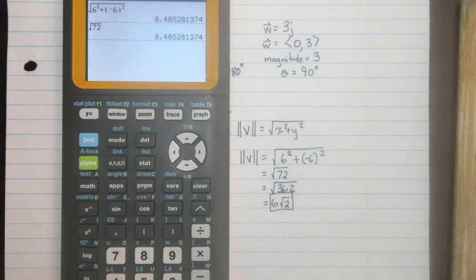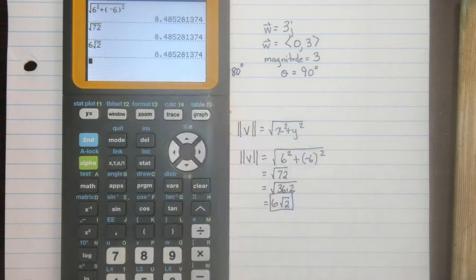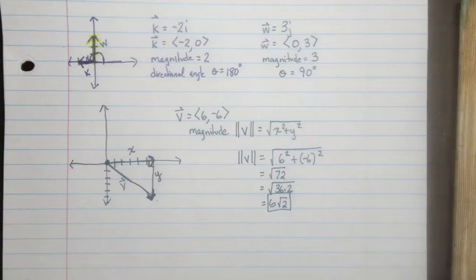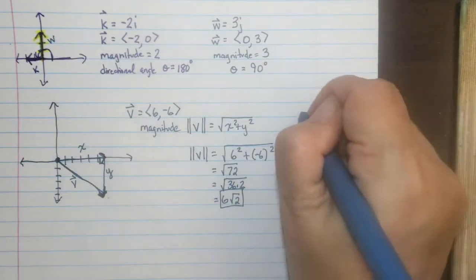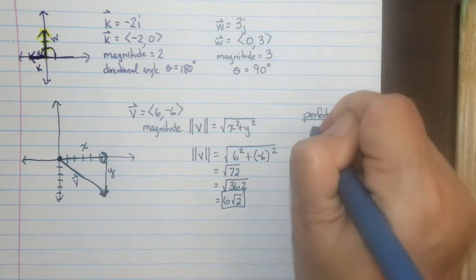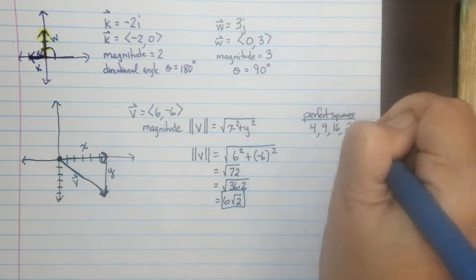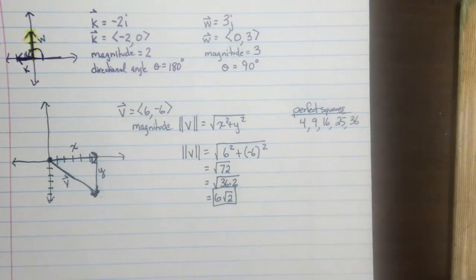And if you just wanted to check that that was equivalent, you could do 6 times the square root of 2. And yes, it's that same decimal, 8.5, but this is written in simplified radical form. So again, we're just simplifying that radical. A reminder about perfect squares: 2 squared is 4, 3 squared is 9, 4 squared is 16, 5 squared is 25, 6 squared is 36. Those are your main ones. If you're trying to simplify a radical, you'll want to remember those perfect squares.